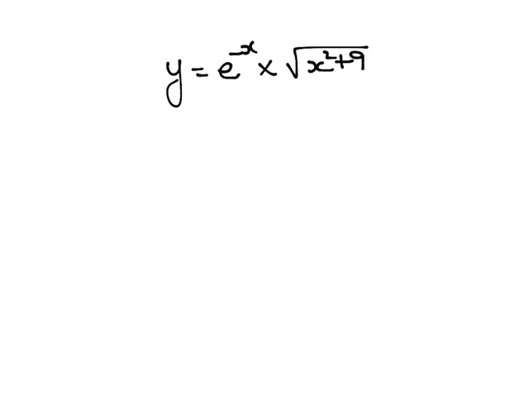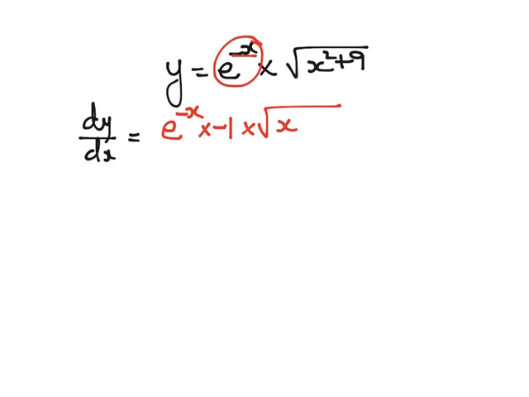Okay, so y equal to e power minus x multiplied with the root of x squared plus 9. So dy by dx, use the product rule, derivative of the first function, that is derivative of this is e power minus x multiplied with minus 1. I hope you know why we got minus 1. We got it from minus x, derivative of minus x.